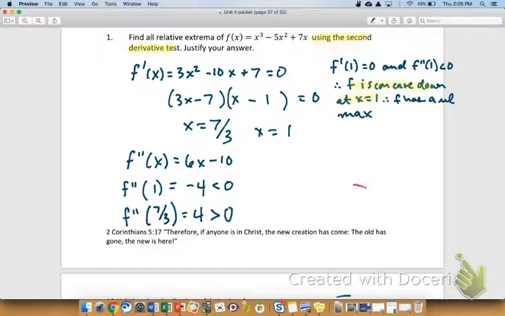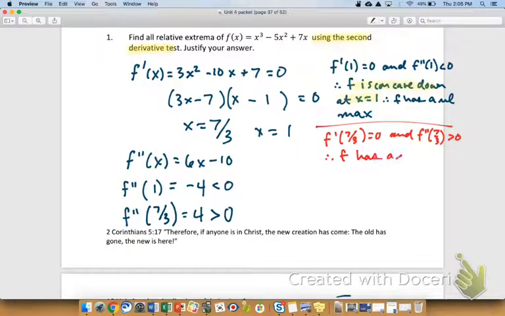And then the other one would be f prime of 7/3 equals 0. And f double prime of 7/3 is positive. Therefore, f has a relative min at x equals 7/3. We're basically just taking those critical points and plugging them directly into the second derivative, determining concavity of f at the critical point, leading us directly to a conclusion of relative max or min, either way.